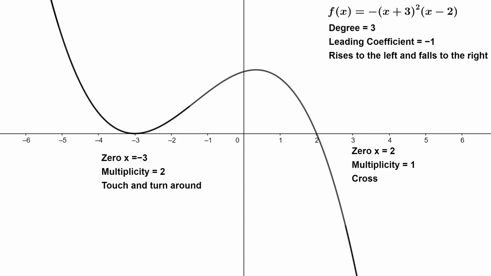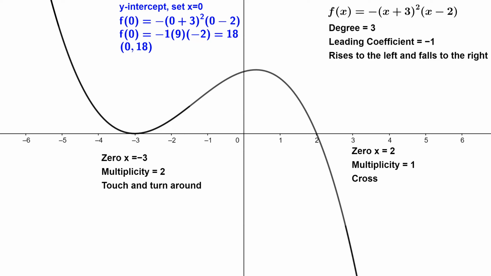It is always good to have a checkpoint, and the checkpoint I'm going to use is the y-intercept. So we're going to set x equal to 0. That means I put a 0 in for this x, and this x. So f of 0 is negative the quantity 0 plus 3 all squared times 0 minus 2. Well, 0 plus 3 is 3. 3 squared is 9. And 0 minus 2 is negative 2. So I have negative 1 times 9 times negative 2, which is positive 18. So my y-intercept is 0, positive 18.